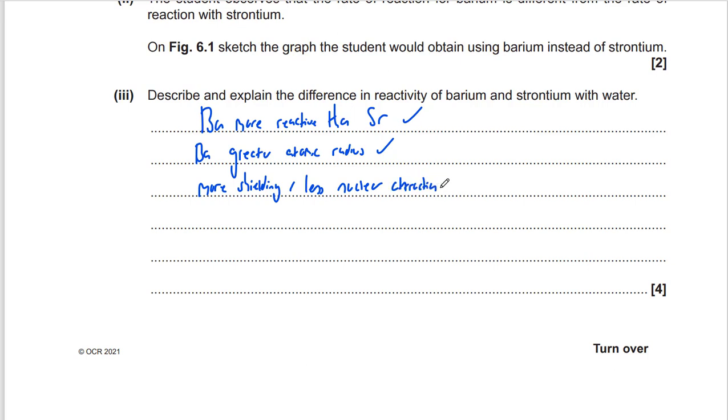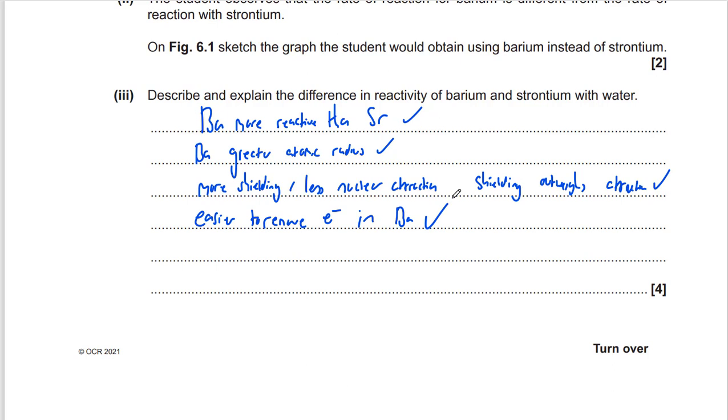Okay, and the shielding outweighs the nuclear attraction, so you can say shielding outweighs attraction. That's your 3rd mark. So more shielding, less nuclear attraction, or shielding outweighs the attraction for the 3rd mark, and therefore it is easier to remove electrons in barium. And that's it for 4 marks. Easy to remove e- in barium.